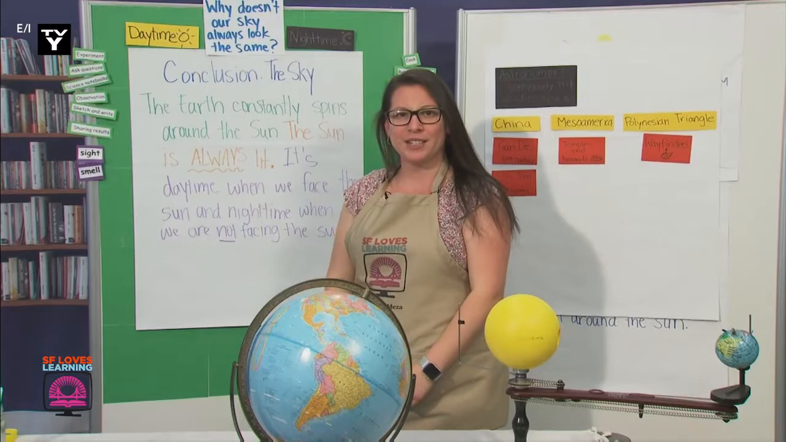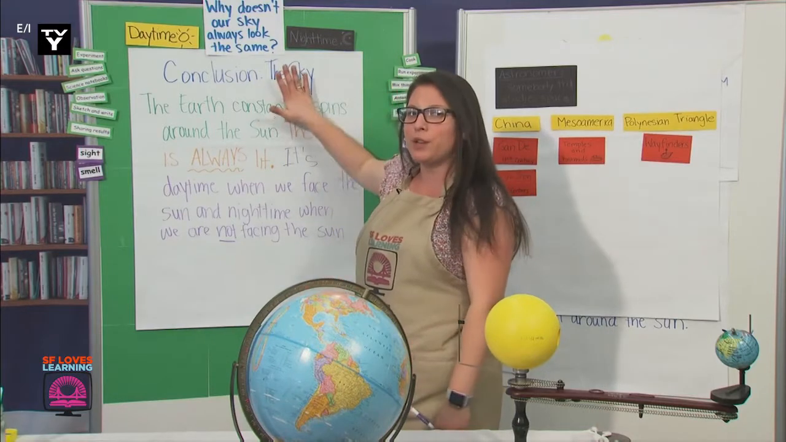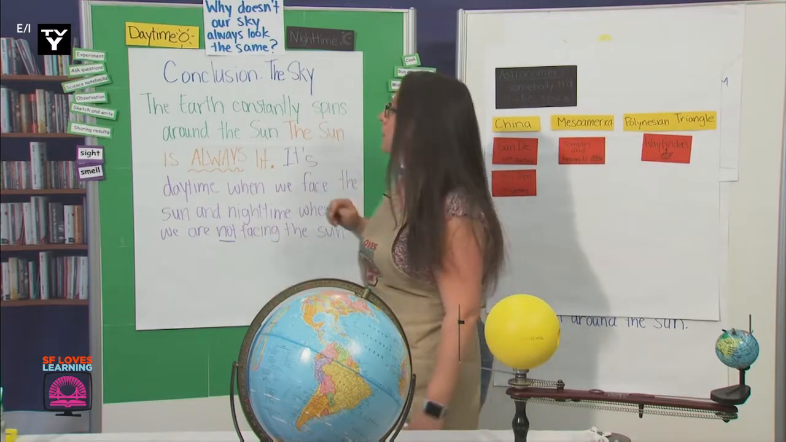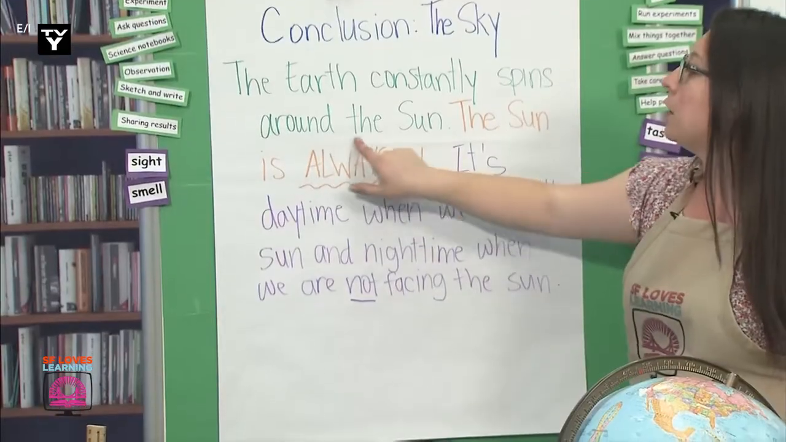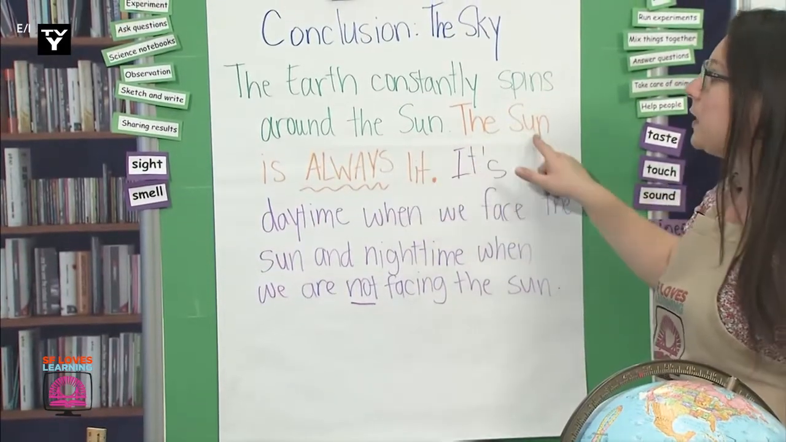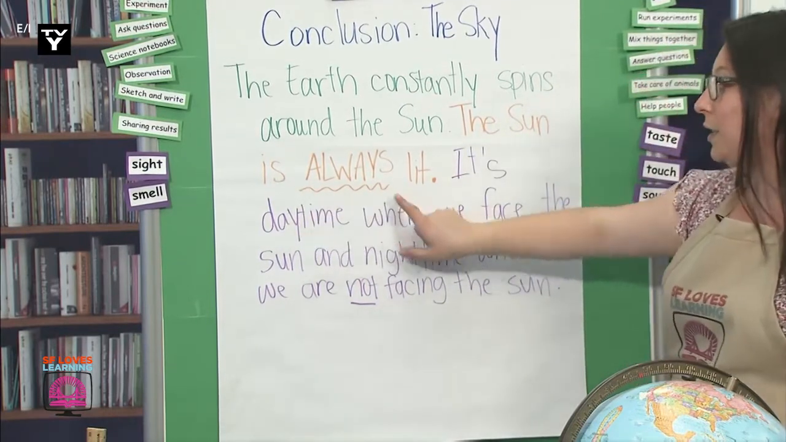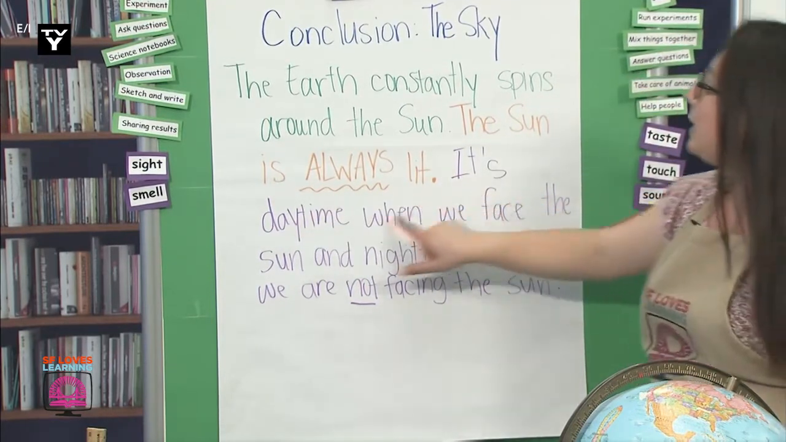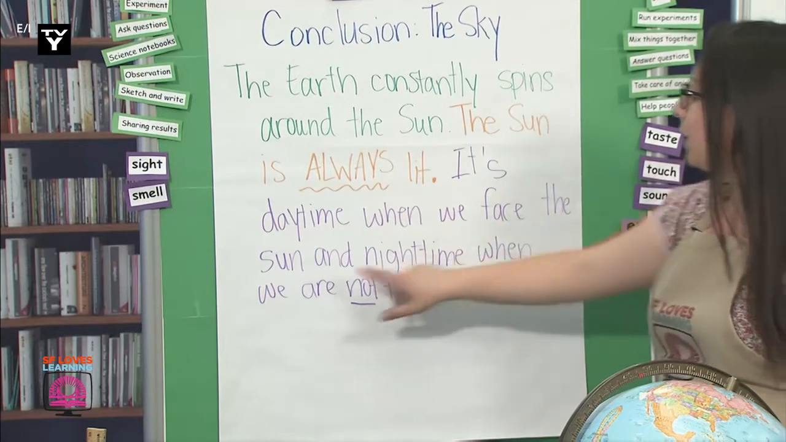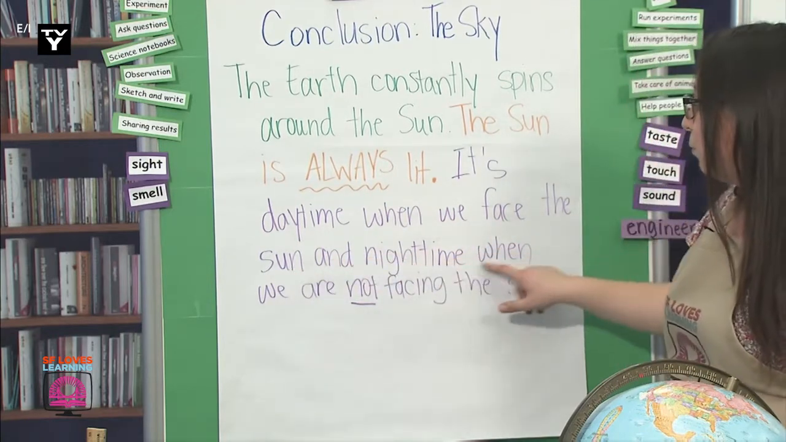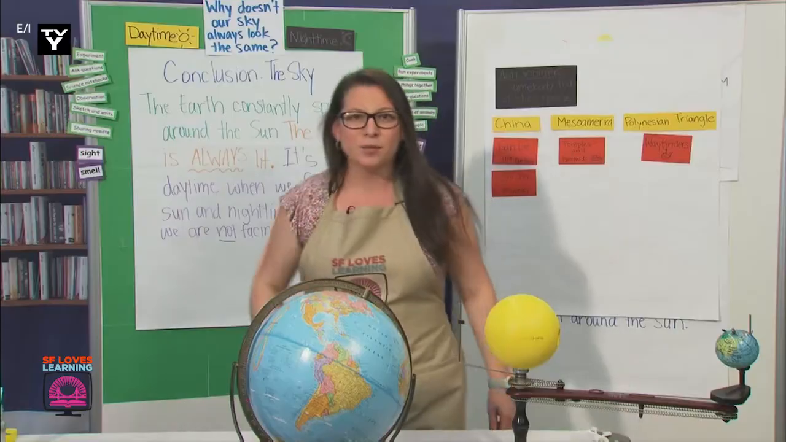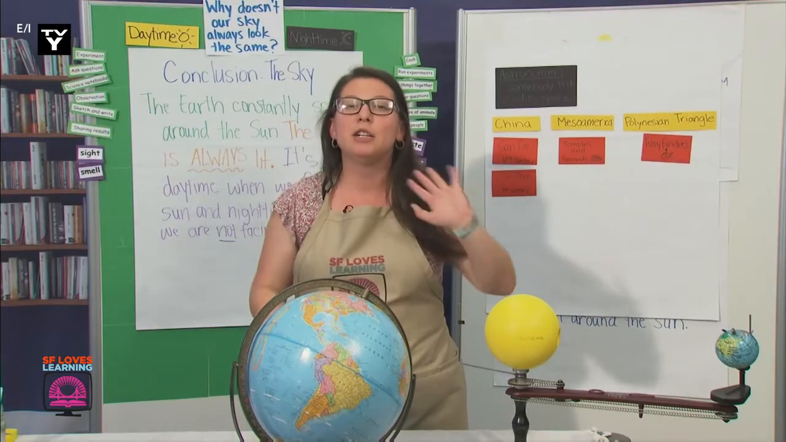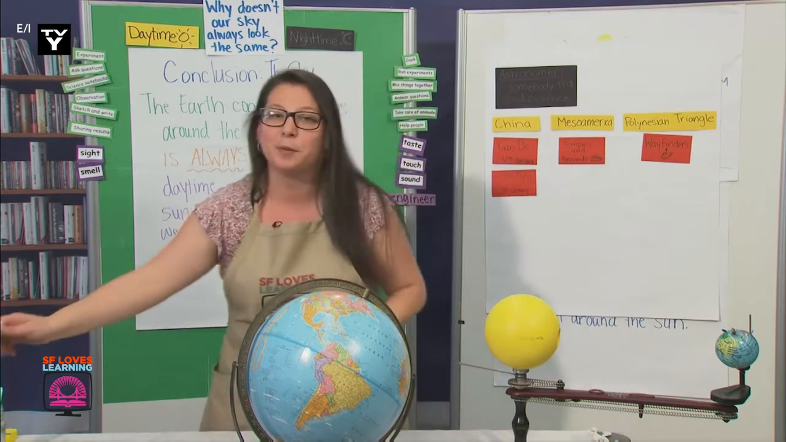Great job, scientists. You know, let's just reread our whole conclusion to make sure it sticks. The Earth constantly spins around the sun. The sun is always lit. It's daytime when we face the sun and nighttime when we are not facing the sun. Awesome job reading that with me. Now I totally understand why it was nighttime for my friend.